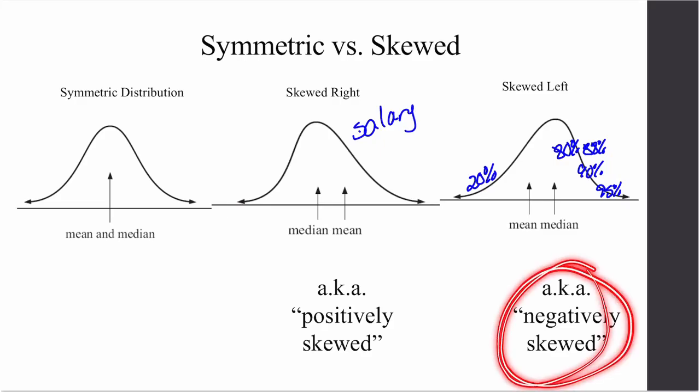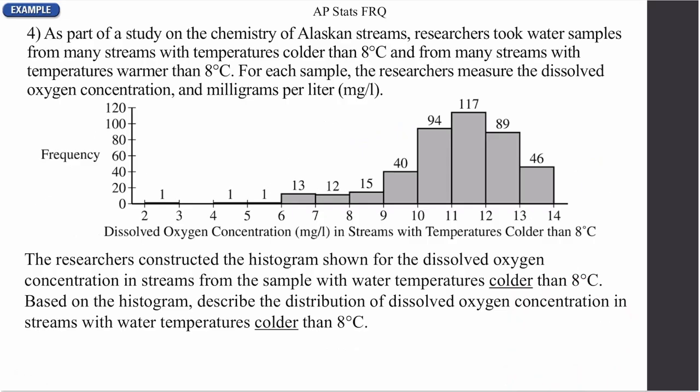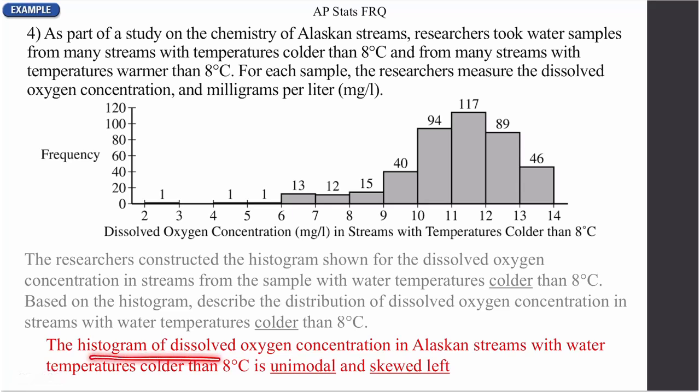All right, so here is an old AP Stat free response question. So pause the video and have a go. So it just says, based on the histogram, describe the distribution. So right here, the histogram of the dissolved oxygen. And whenever you're asked these types of questions, remember, you want to rephrase the question. So based on this, describe the distribution of, so you say the histogram of dissolved oxygen concentration in Alaskan streams or in streams with water temperatures colder than 8 degrees. See how all of that is repeated. And I know it seems really silly to have to repeat what's in the question, but this is a proper way to give a complete answer: repeat that question and then say it is unimodal and skewed left.